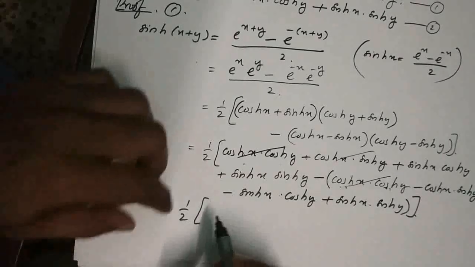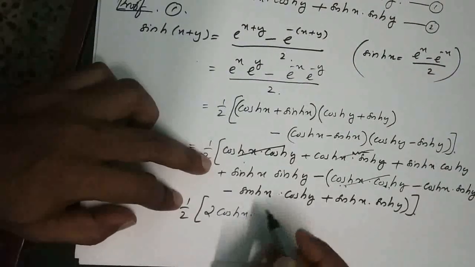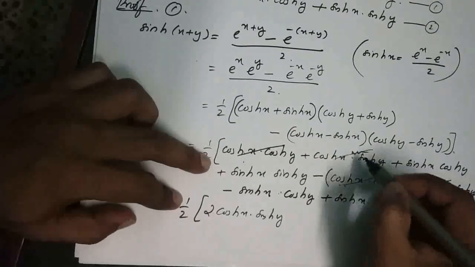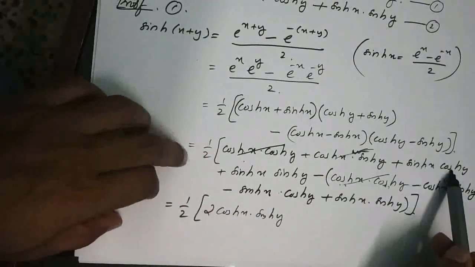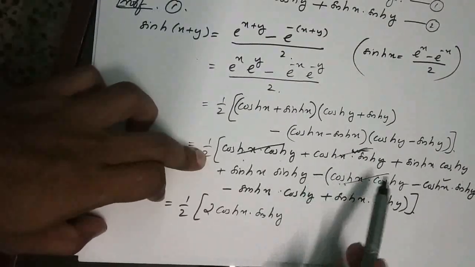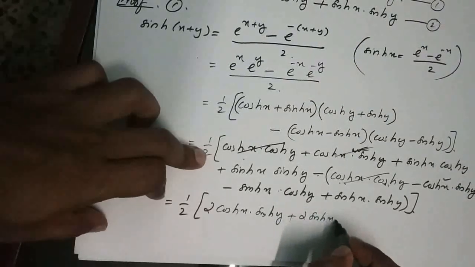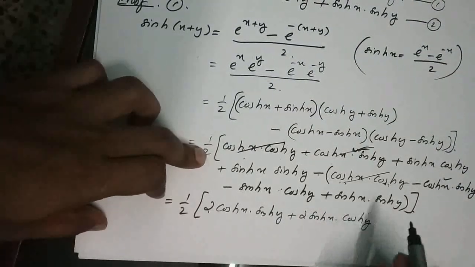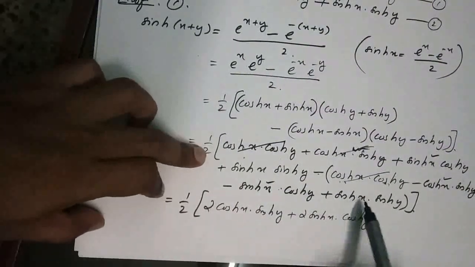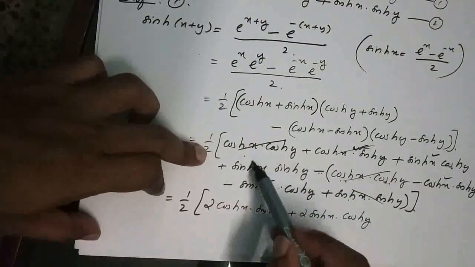Sorry, this is plus cosh x into sinh y, and plus cosh x into sinh y. So this is 2 into cosh x into sinh y. Then sinh x into cosh y minus sinh x into cosh y, so minus and minus gives plus, so plus 2 sinh x into cosh y. So this is over. Then this term and this term are remaining: sinh x into sinh y minus sinh x into sinh y. This will be cancelled.